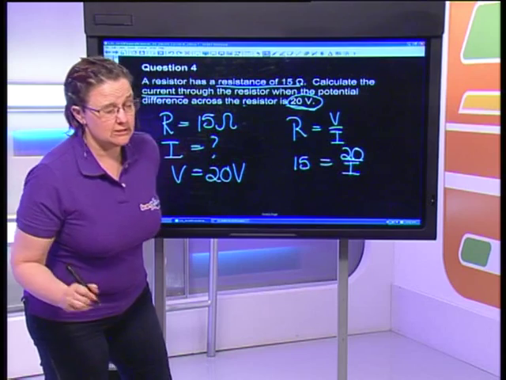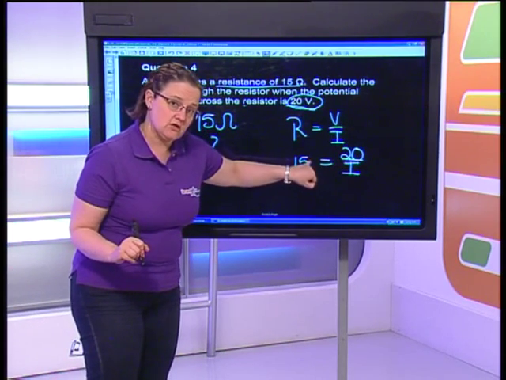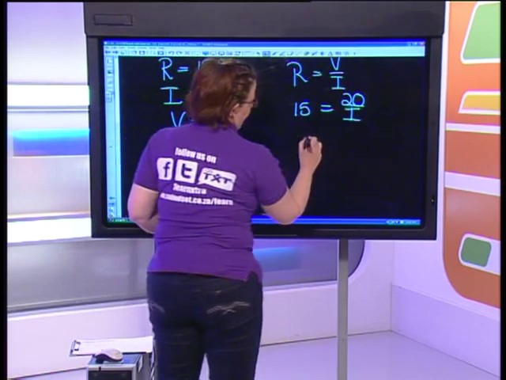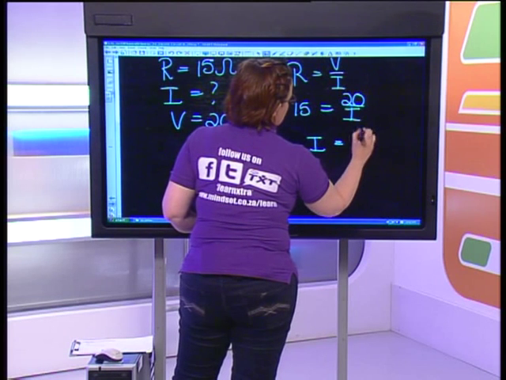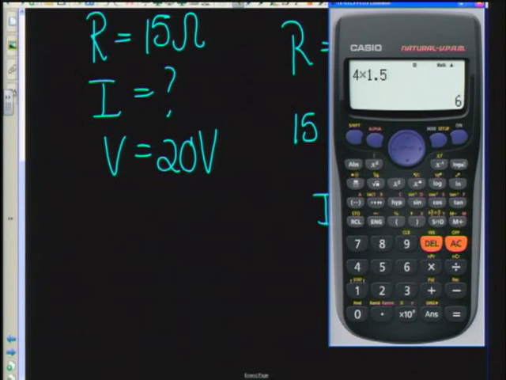Now, this one's slightly different from the voltage, because the 15 and the 20 are going to swap places, because I is at the bottom of a fraction. So I is 20 divided by 15, and this is actually a very typical type of answer. Now, on your calculators, if you look at the screen, what is the calculator giving me as an answer? 4 over 3.